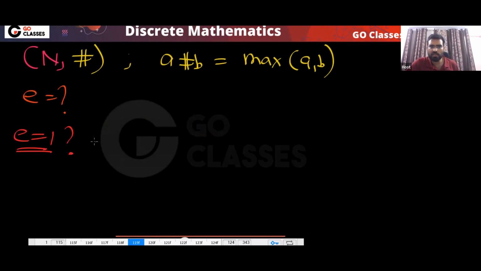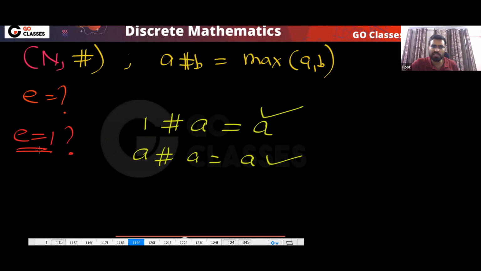Just check it. Can I say 1 hash a is equal to a? Yes, correct. A hash 1 is also equal to a. So yes, this is the identity element. So e equal to 1 is the identity element. So I can say, yes, there is identity element. E equal to 1 will work.